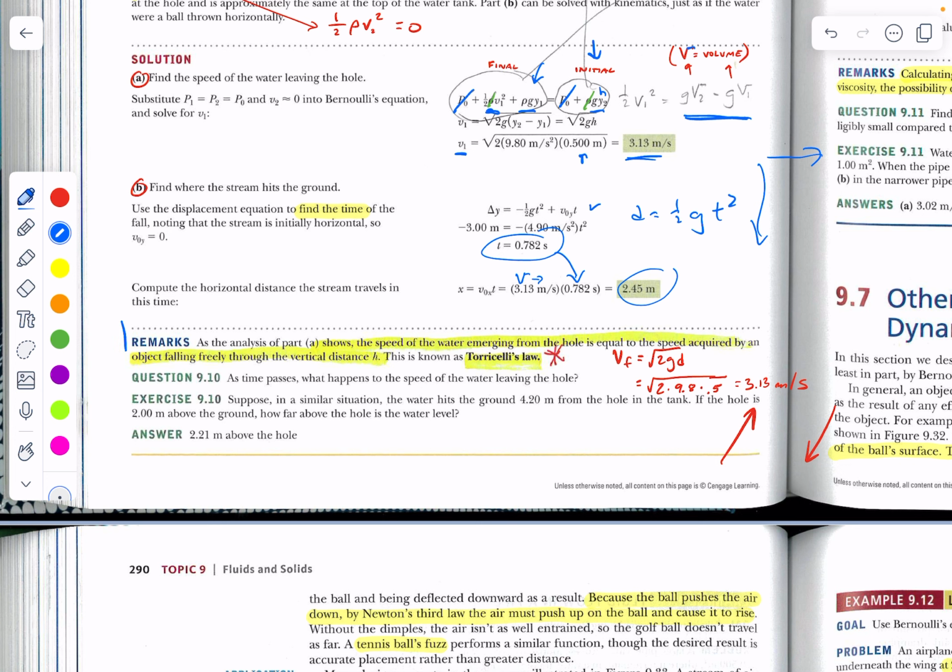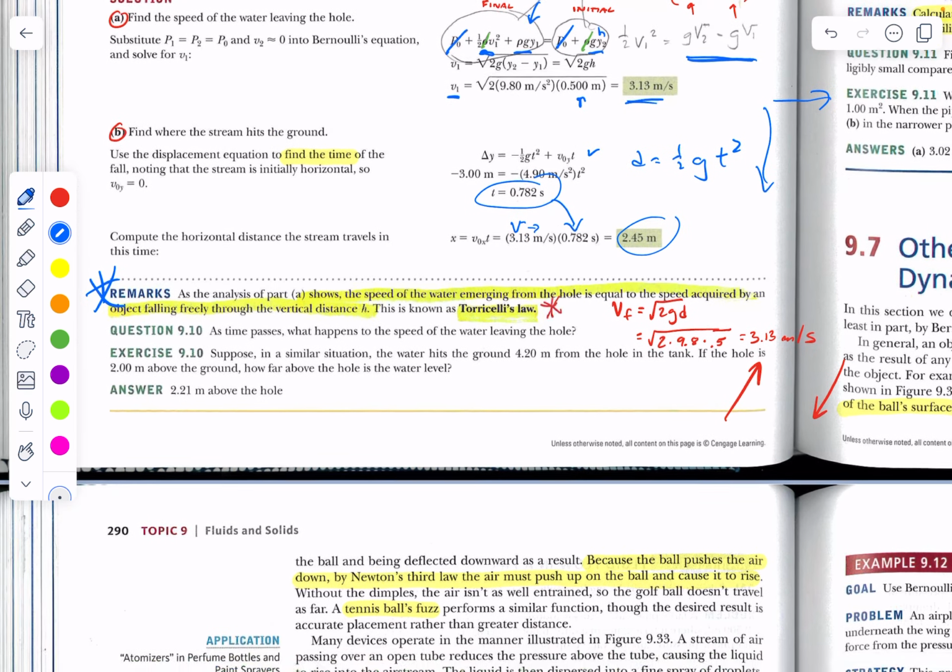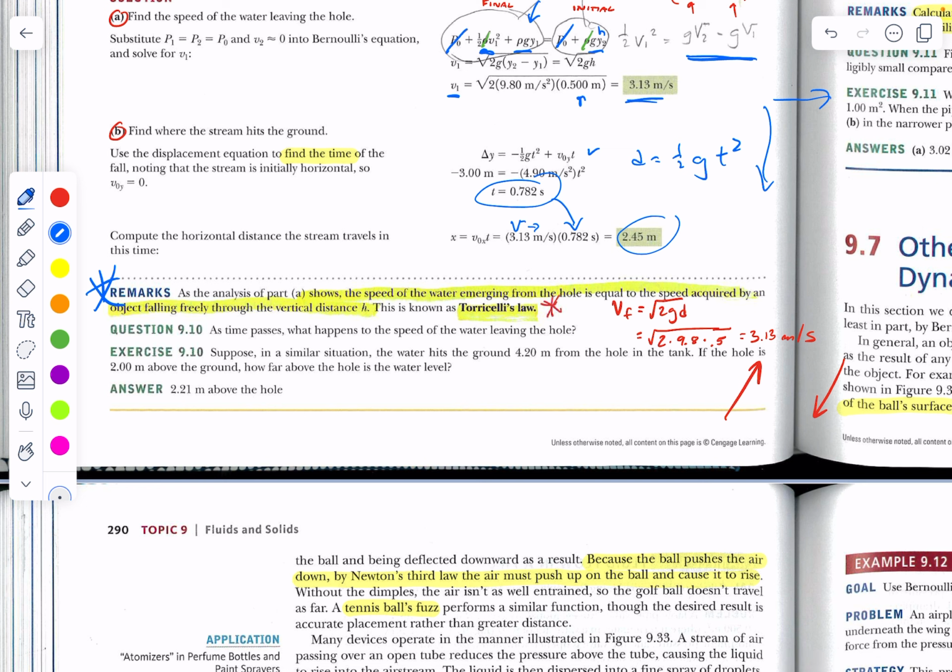Now, this is an interesting comment down here about Torricelli's law, another Italian. And Italians figure prominently in the study of fluids and pressure, if you remember from chemistry. And if we take this equation right here, which came from the equation that my final velocity squared equals the initial velocity squared plus 2gd.